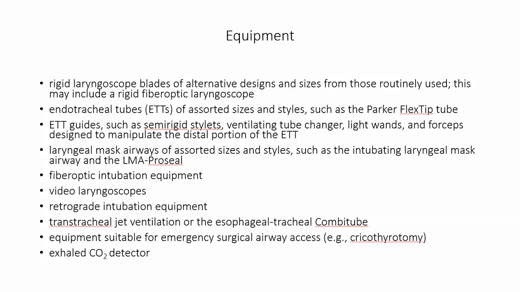A variety of airway equipment should be readily available during the management of a difficult airway, which includes different laryngoscope blades of different designs and sizes, endotracheal tubes of different sizes and styles, intubating stylets, light wands, laryngeal mask airways of different sizes and styles, such as an intubating laryngeal mask, fiber-optic intubation equipment, video laryngoscopes like GlideScopes, retrograde intubation equipment, transtracheal jet ventilation or esophageal combitube, and equipment suitable for emergency surgical airway access must be readily available.